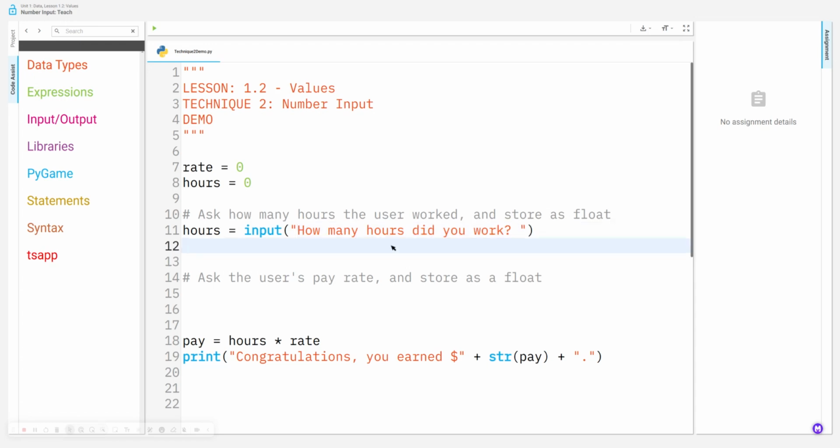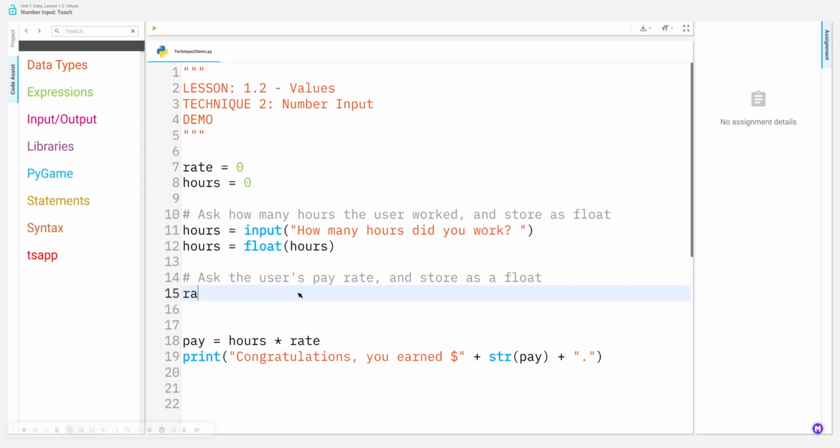So what I want to do right below that at line 12 is typecast. So we're going to go hours equals float of hours. Okay, hours equals float of hours. Later on, we'll learn how to combine those two, but for now, let's just practice doing them on two separate lines.